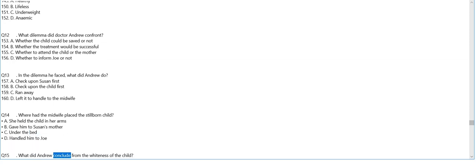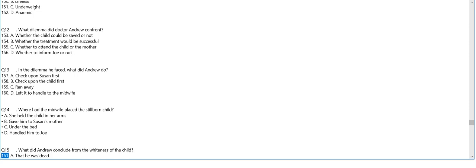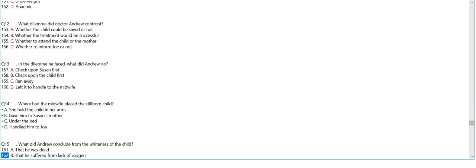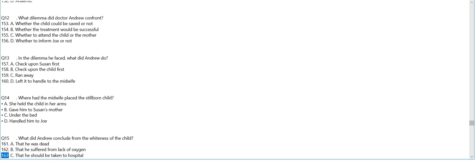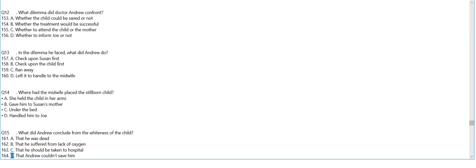Q15. What did Andrew conclude from the whiteness of the child? A. That he was dead. B. That he suffered from lack of oxygen. C. That he should be taken to hospital. D. That Andrew couldn't save him.